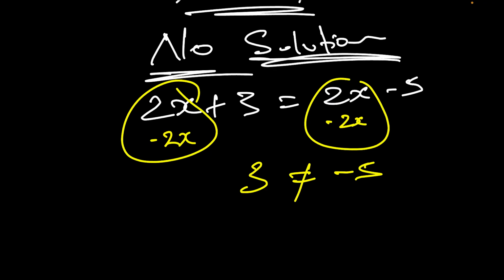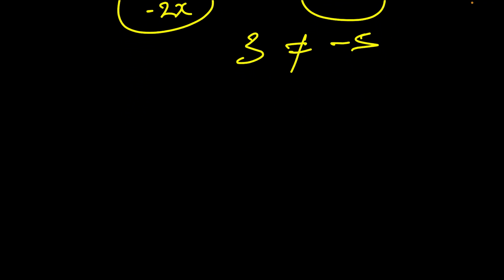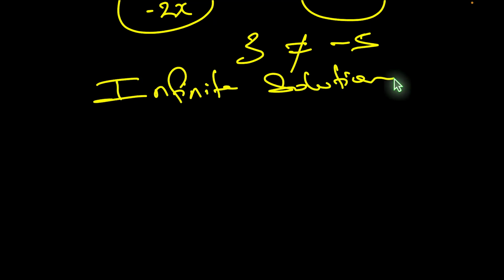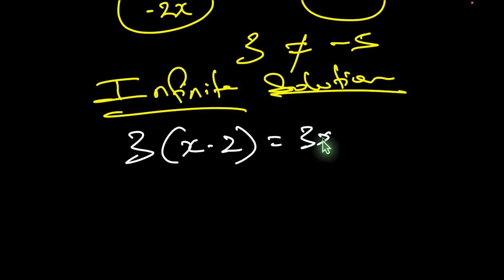And then another unique one. These two are just for fun. I'm just rewarding you with two lovely things to be aware of. You can even challenge your friends and see what they come up with. So this one is what's known as an infinite solution. Let's say we have 3 open bracket x minus 2 close bracket equals 3x minus 6.